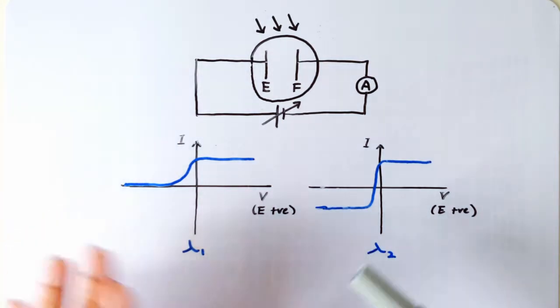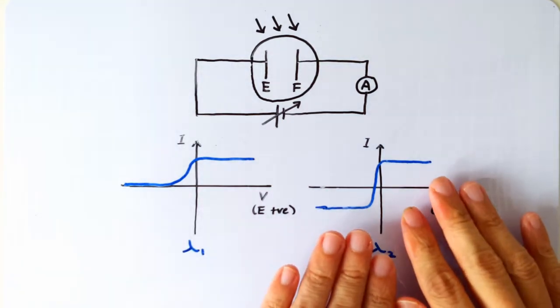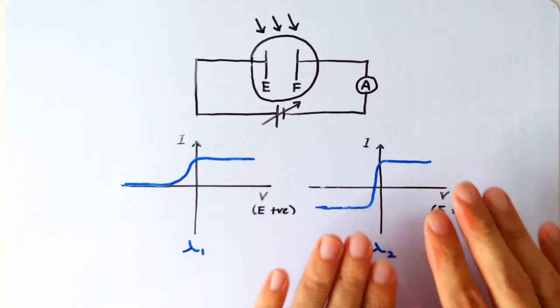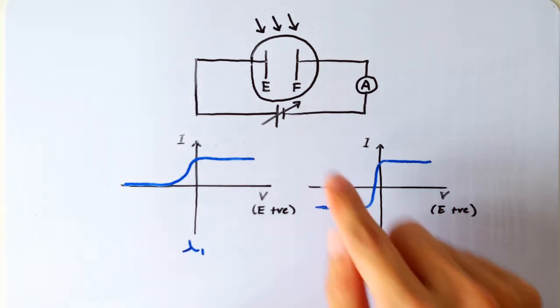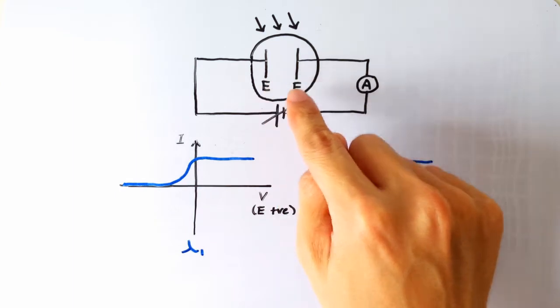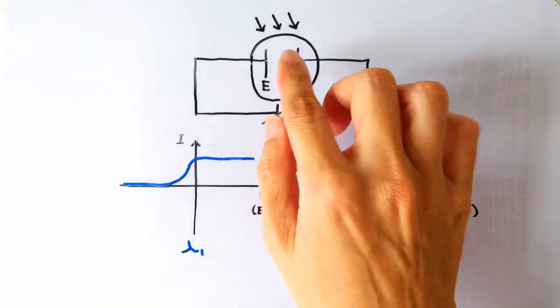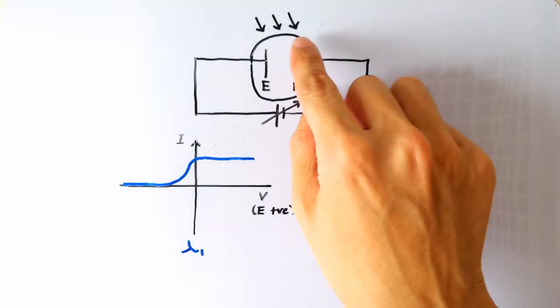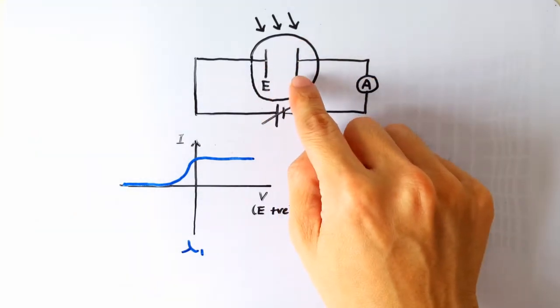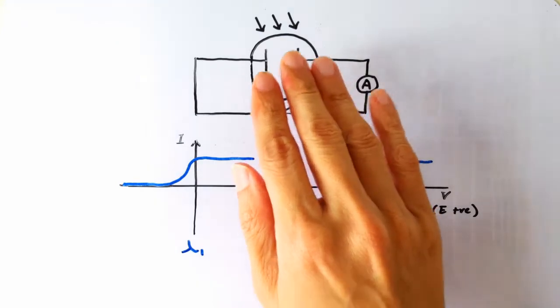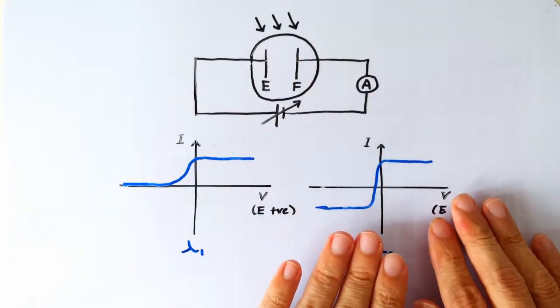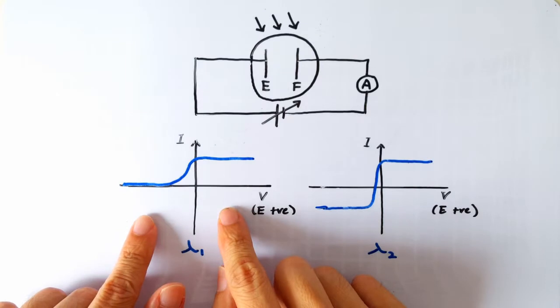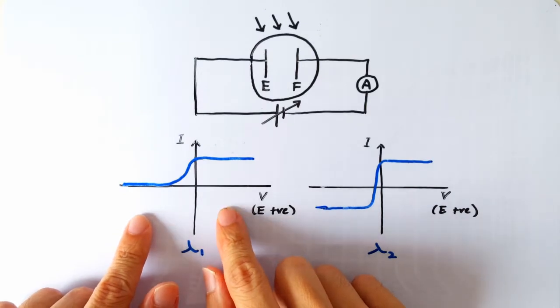Let me start by saying that this graph looks so weird because we are getting photoelectrons being emitted from both plates E and F. Usually we shine light on only one of the plates, but in this question, we are shining light on both the plates. And we are getting photoelectrons from both of them, and that's why this graph looks so weird.